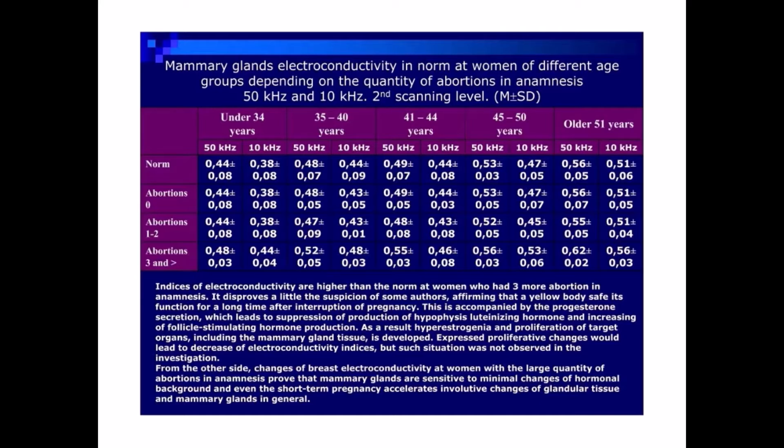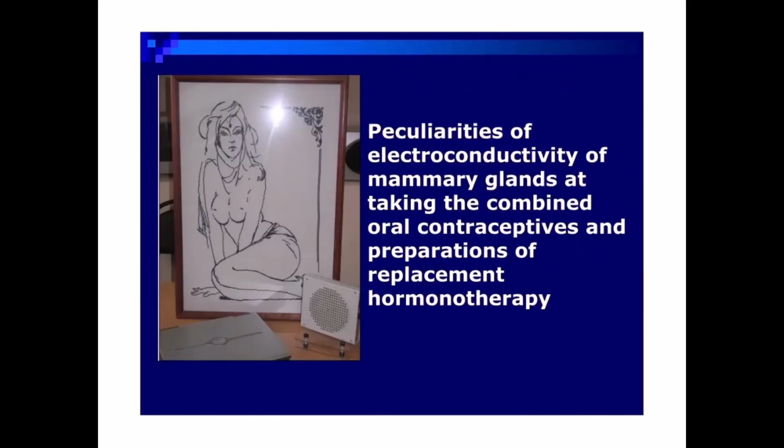Expressed proliferative changes would lead to a decrease of electroconductivity indices, but such a situation was not observed in the investigation. From the other side, changes of breast electroconductivity in women with a large quantity of abortions in anamnesis prove that mammary glands are sensitive to minimal changes of hormonal background. And even a short-term pregnancy accelerates involutive changes of glandular tissue, and mammary glands in general.